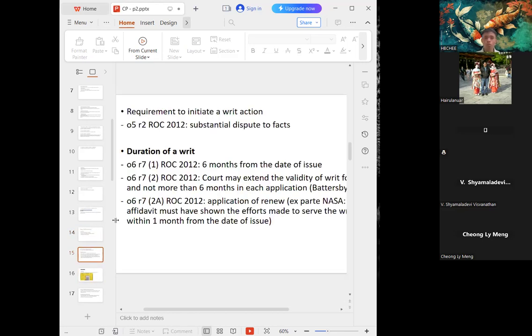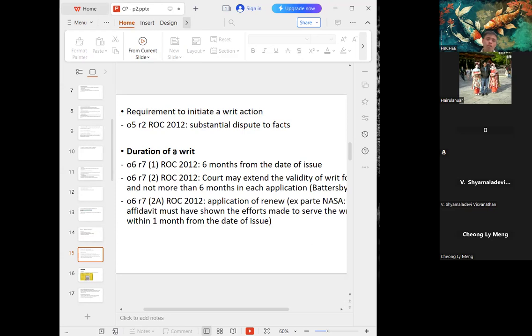What is the requirement to initiate a writ action? We already discussed earlier: there must be a substantial dispute of facts. So the duration of a writ is given.